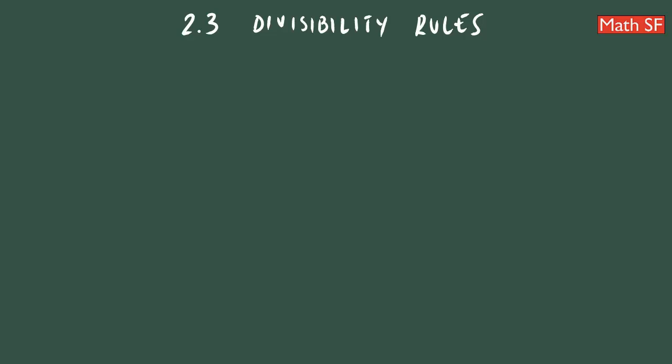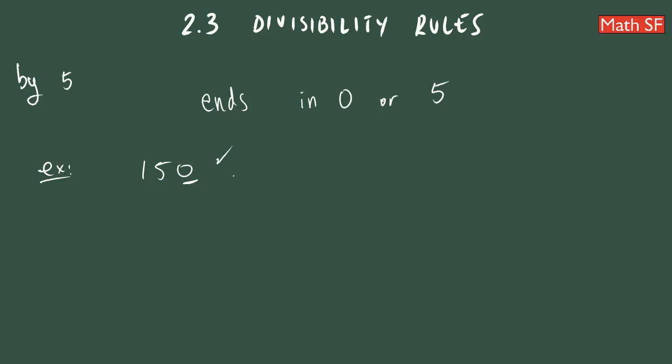Another divisibility rule will be divisibility by 5. When a number is divisible by 5, if the last digit, or if the number ends in a 0 or 5. Now, if it ends in 0 or 5, then the number is divisible by 5. Let's have a few examples here. Now, let's think about this number. Is this divisible by 5? Well, the last digit ends in 0, therefore, yes, it's divisible by 5.